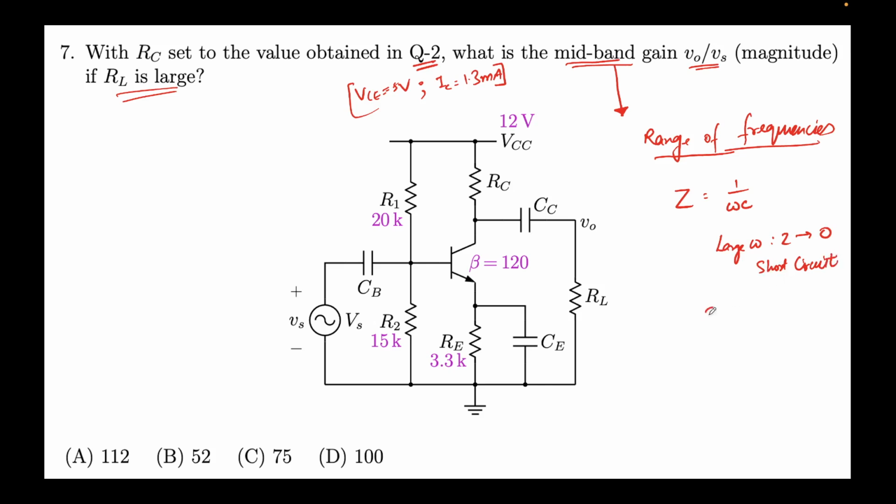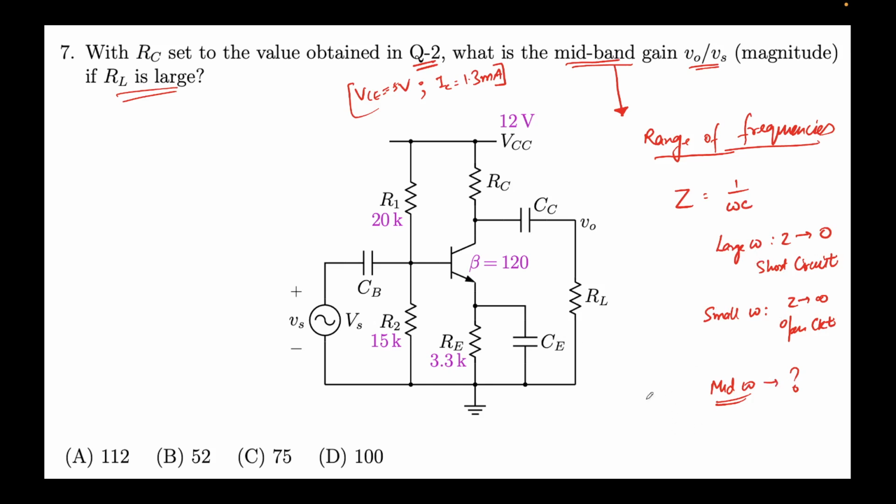And for small omega, Z will also depend on C, but if we assume a moderate capacitance value, Z will tend to infinity. That means an open circuit, right? You can do the same analysis for C, but we are talking about midband omega. How does the midband omega behave? It will depend exclusively on the values of C, because just by the value of omega we cannot short circuit or open circuit this capacitance, right?